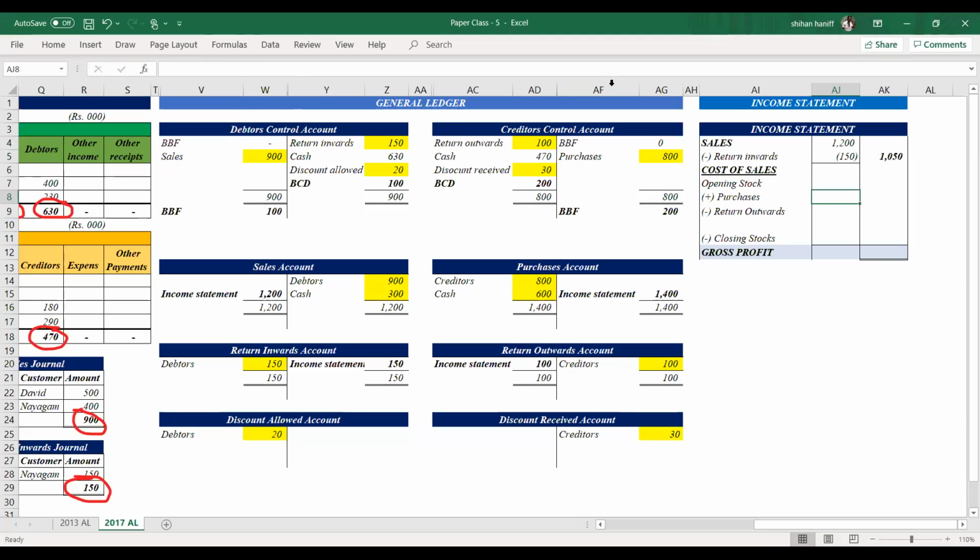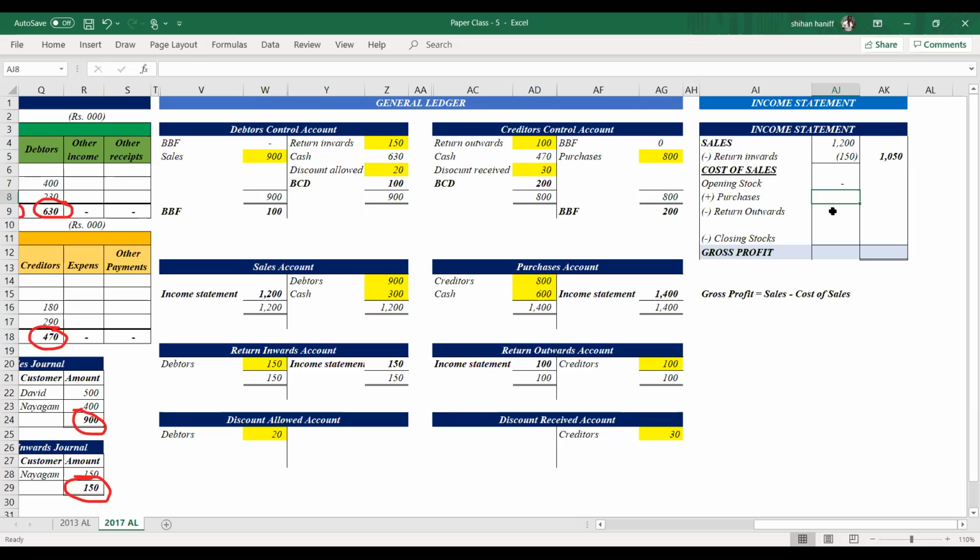What is compute? Compute means calculate. This is the basic income statement. I will explain the income statement in the class. The basic income statement means gross profit equals sales minus cost of sales. So it's better to follow this format of income statement.